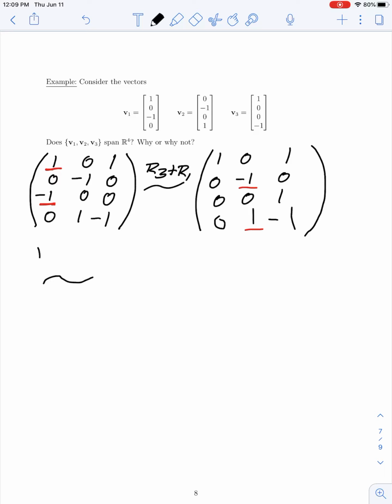So this is equivalent to taking row 4 and adding row 2. Excuse my handwriting, I'm having to use my hand here.